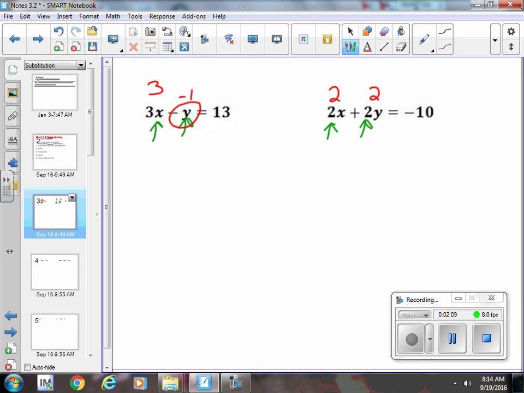So I am going to first of all get rid of the term that's on the same side as that y. So I'm going to get rid of the 3x, which means I'm going to subtract 3x from both sides. So 3x cancels, bring down the -y. Don't forget to bring down that negative sign when you bring down the variable. On the right side of the equal sign, 13 and -3x are not like terms, so I'm just going to rewrite them as an expression.